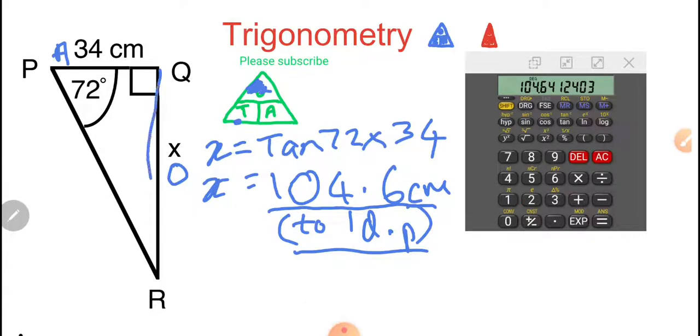So this side here would be 104.6, and that kind of makes sense because there's such a big angle here. This will be much longer, so it is 104.6 centimeters to one decimal place.